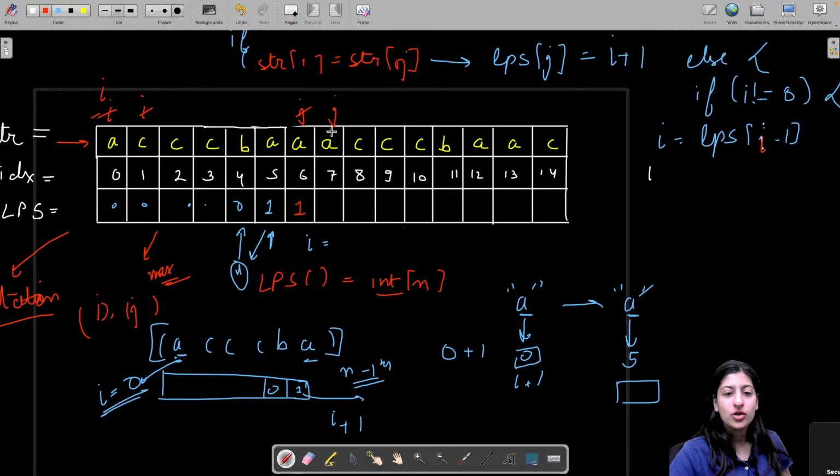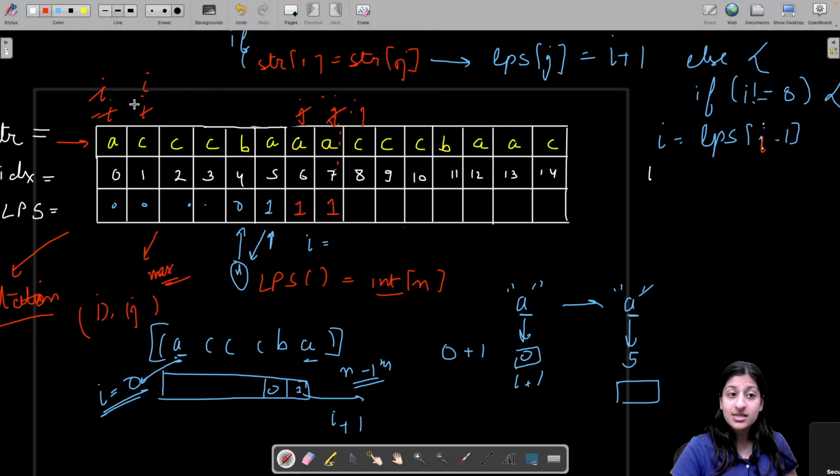Again, you move your i back to i equal to 0. Okay, fine. Your j is still at this position. Is it a match? Yes, it's a match. So at the 7th index of LPS, you will tell that you have found a prefix suffix, if we assume that this is the entire length of your string. So in that case, what is the length? Since it's a match, you just simply do i, that is 0, plus 1. That's what you're doing. LPS of j equal to i plus 1. Okay, move your i pointer here, your j pointer next.